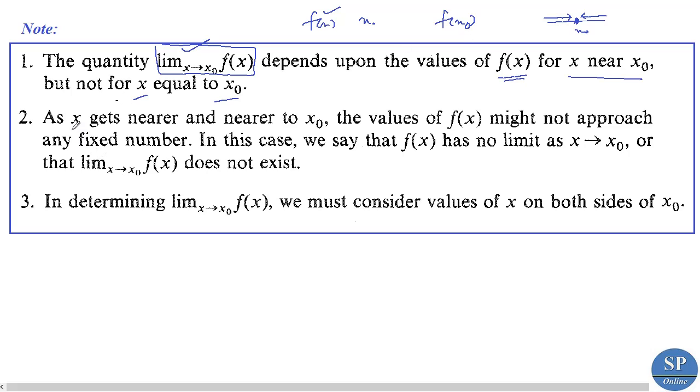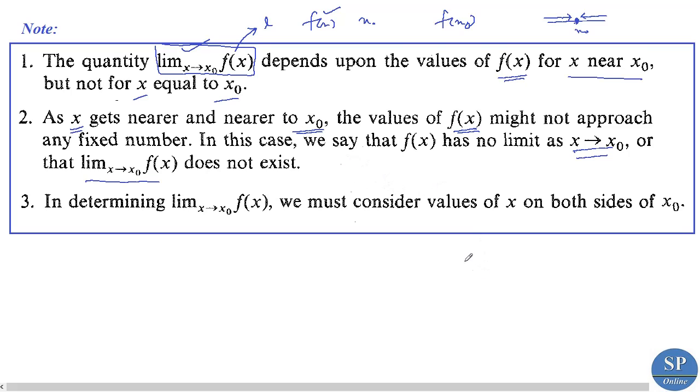Second note: as we know, if as x approaches x naught, f of x approaches a unique number L, then we can say that limit as x tends to x naught of f of x is equal to L. If x gets nearer and nearer to x naught, that is, if x approaches x naught, the values of f of x might not approach any fixed number. That means, in that case, we can say that f of x has no limit as x tends to x naught, or limit as x tends to x naught of f of x does not exist.